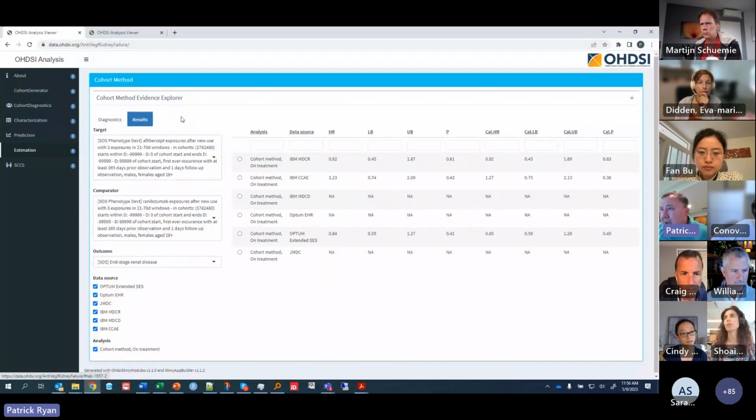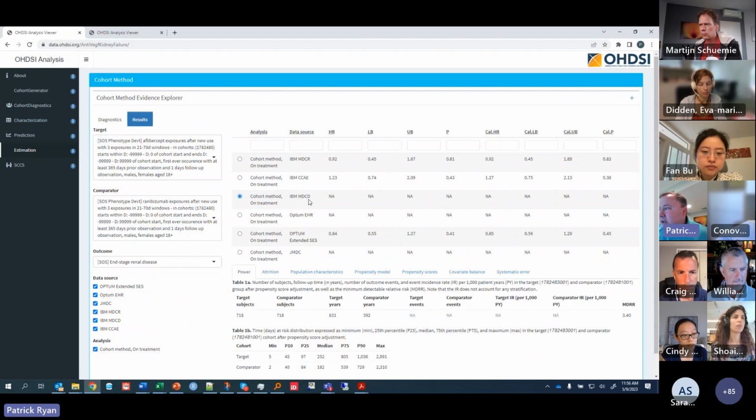When we go to the tab for the results, we're able to select a comparison of interest. So here I've selected aflibercept versus ranibizumab. And here we can see that there are in fact 6 databases' results that have already been loaded up. If we look at this table, you'll notice that I've got 6 databases shown here, but in fact only 3 are providing results. That's specifically because the 3 that are sharing results are those that have passed all of our pre-specified diagnostics. And those that say NA across the board are the ones that have failed diagnostics. If I'm interested in one of these, I'll start with one that failed diagnostics to illustrate it.